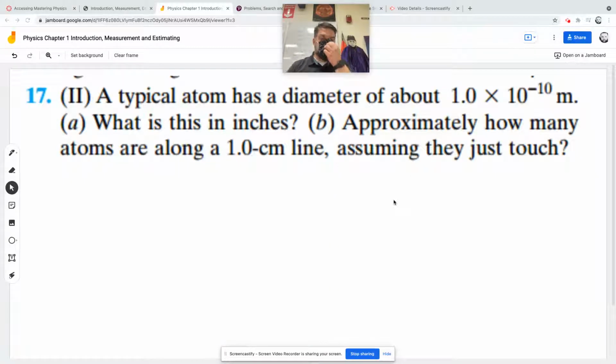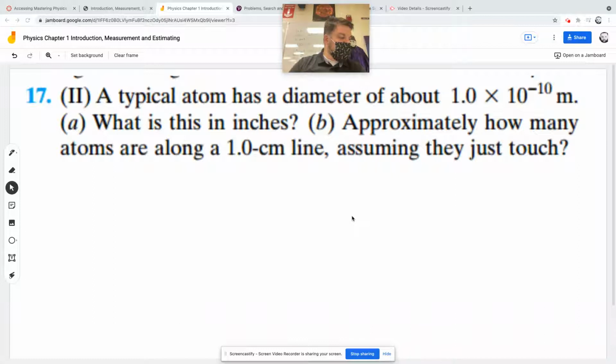All right, so a typical atom has a diameter of an angstrom, or 1.0 times 10 to the negative 10 meters. What is this in inches? Approximately how many atoms are in a 1 centimeter line, assuming that they touch? So this is really like a two-parter, right? There's part A. So let's do part A. What is this in inches?